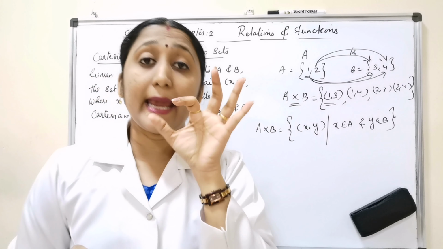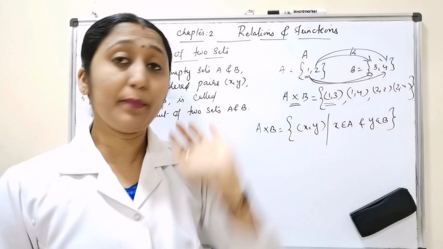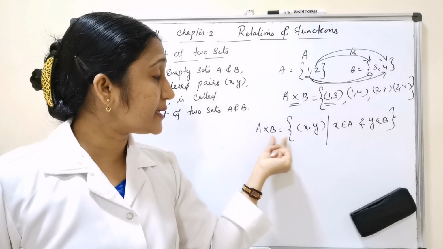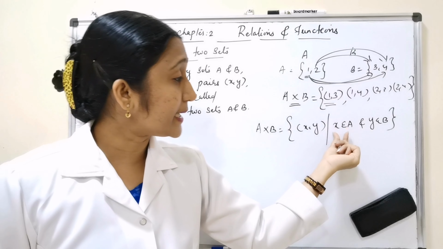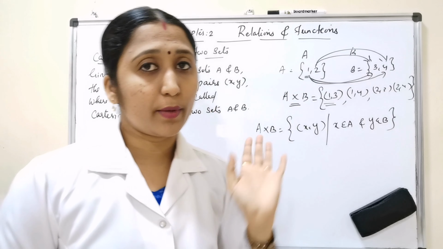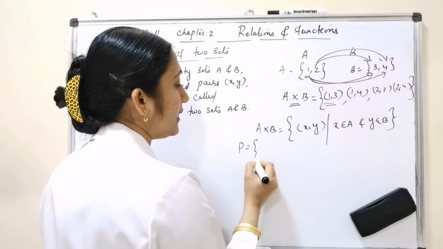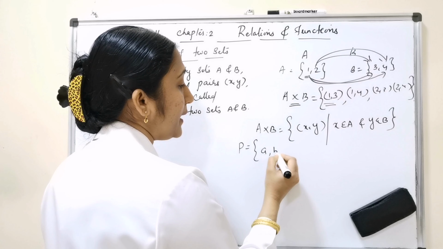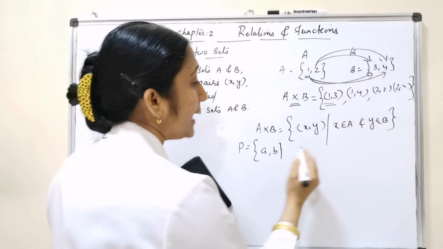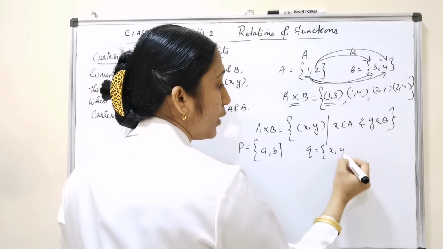That means the x elements are in the A set and the y elements are in the B set. So A cross B is equal to {(x, y) such that x is an element of A and y is an element of B}. Another example: here P is the set {a, b} and Q is the set {x, y, z}.